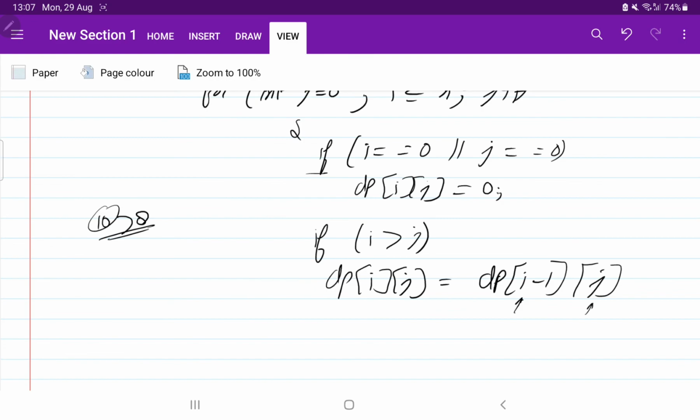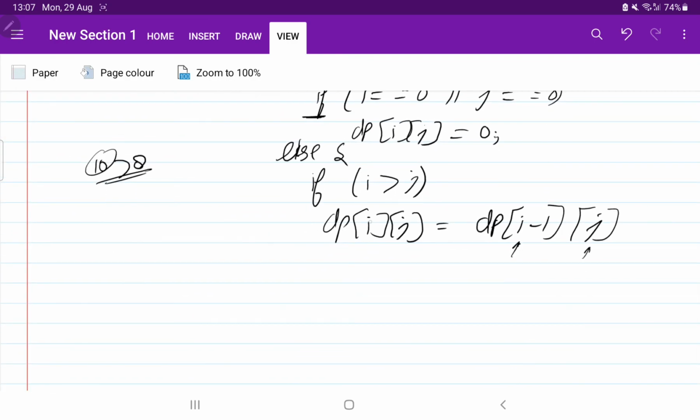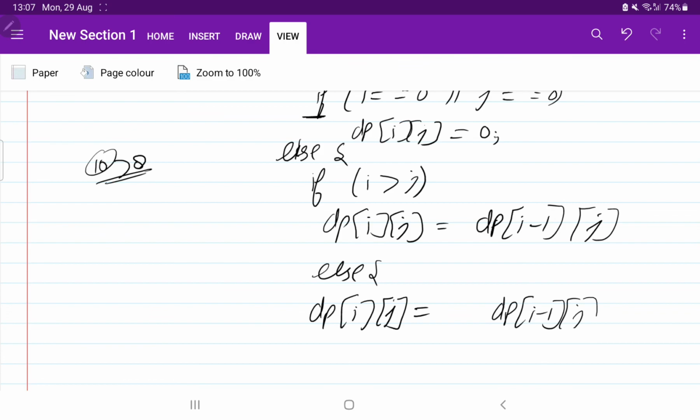So first of all we need to check this. Then else, we will come into this block, where we check whether it is greater or smaller. Then we are going to write dp[i][j]: either select it or leave it. So if you are going to leave it, it will be dp[i-1][j].